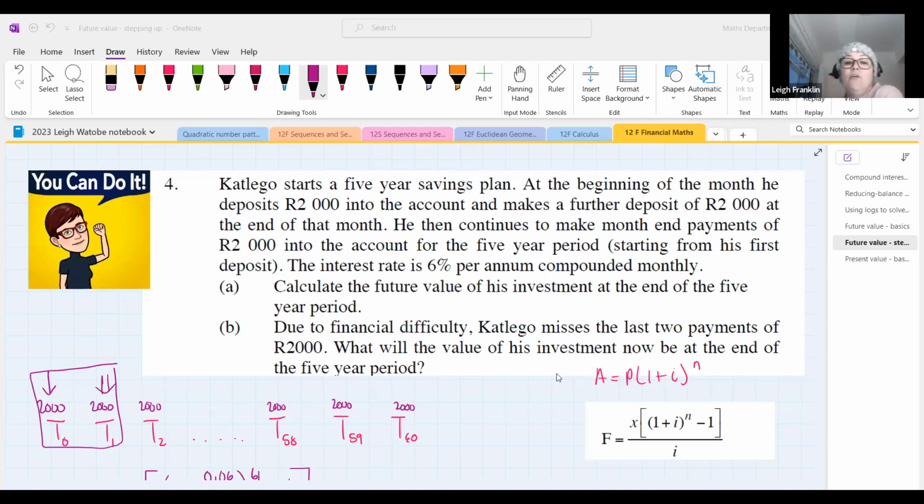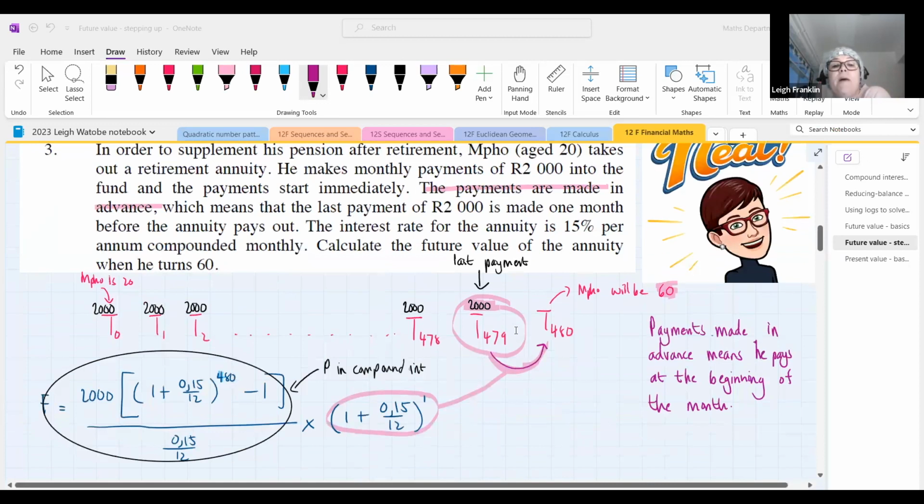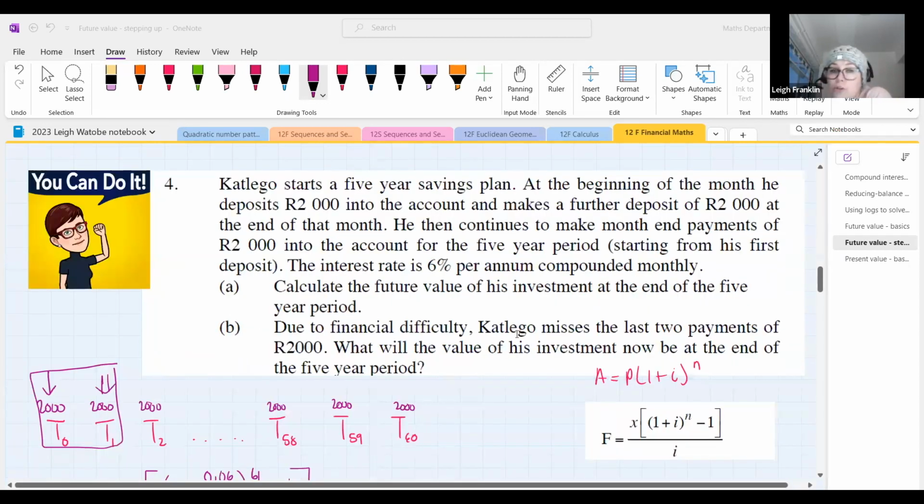Okay, he then continues to make month-end payments. So he's paying at the end of the month, not at the beginning of the month. Okay, and Paul was paying at the beginning of the month. He was paying in advance. Okay, Katlego's not doing that. Katlego's paying at the end of the month. Okay, and he does this for 5 years, starting from his first deposit.